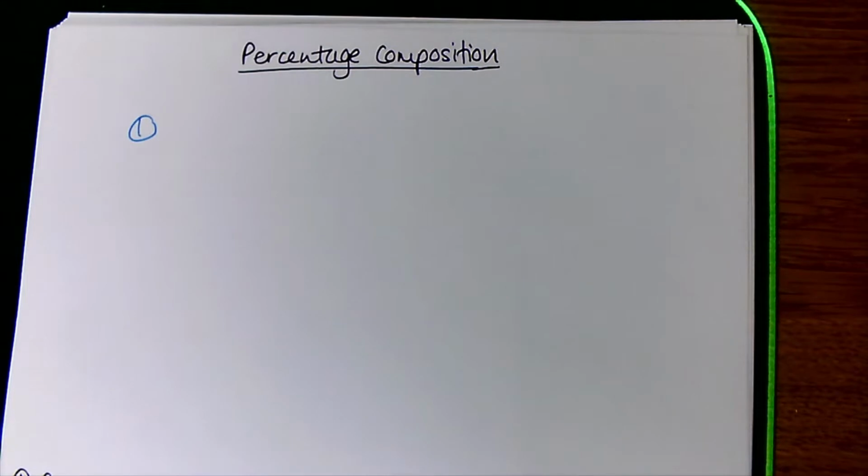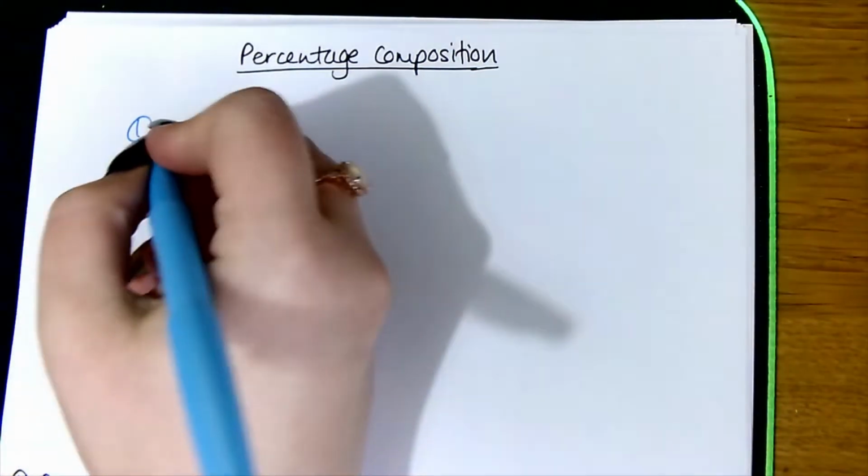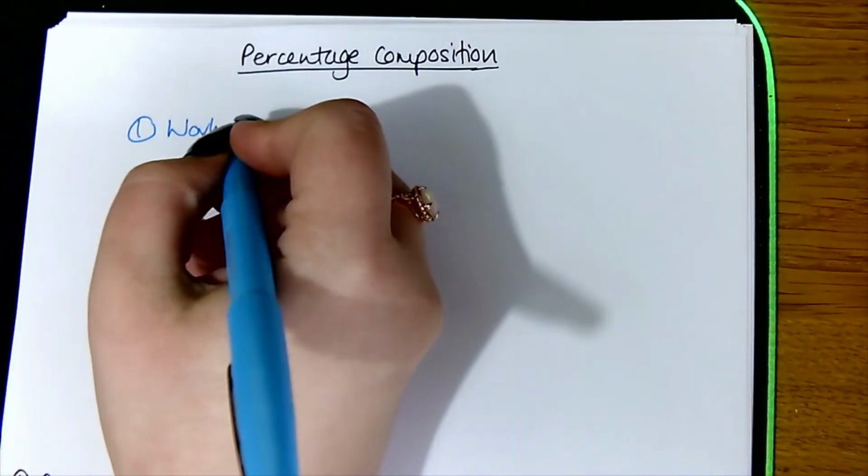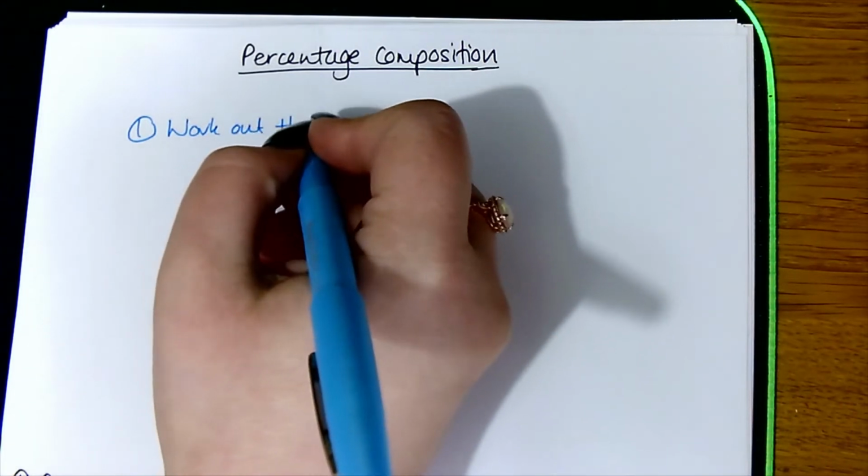In this video, we are going to be looking at how you would calculate the percentage composition by mass of a substance. To calculate percentage composition, we need to follow 3 steps. Step 1, work out the gram formula mass of the substance.